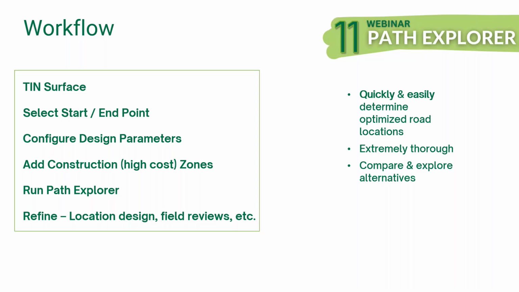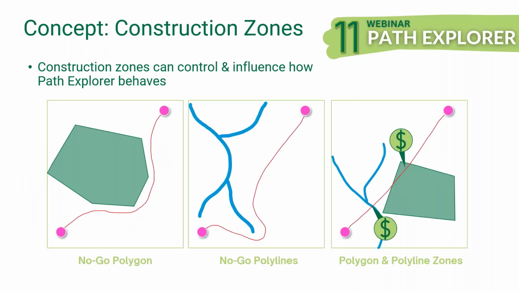The tool itself, extremely thorough, allows you to start to compare and explore different alternatives. And you can also push it over into location to get it, even if you want to take it a bit further and get some even more detailed design information from it, from the office at this preliminary stage. So a couple concepts that we're going to talk about today that are really important in terms of influencing, controlling how Path Explorer behaves. And the first of those is this concept of construction zones.